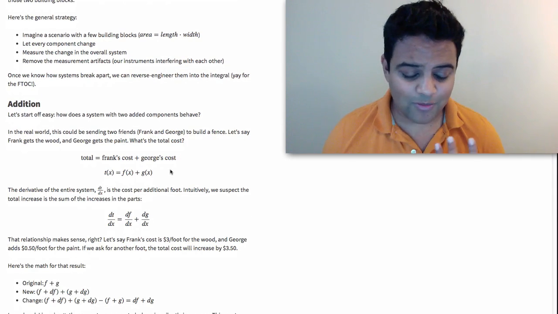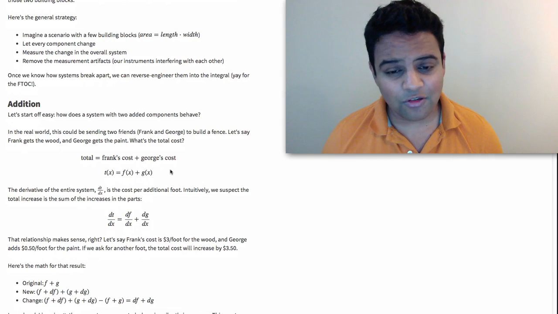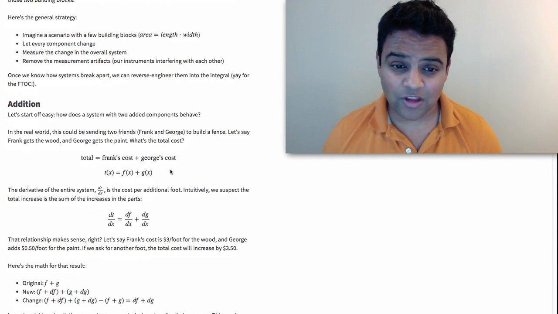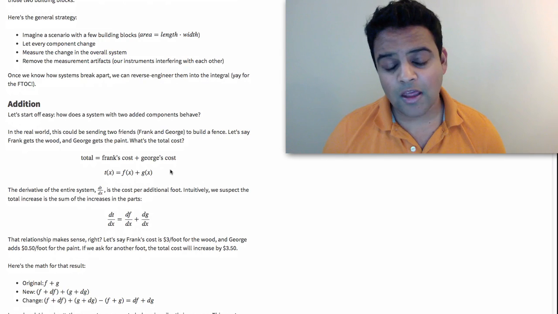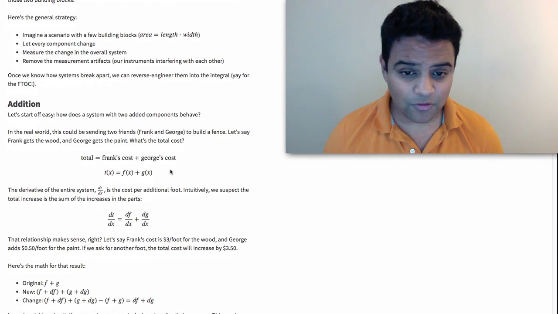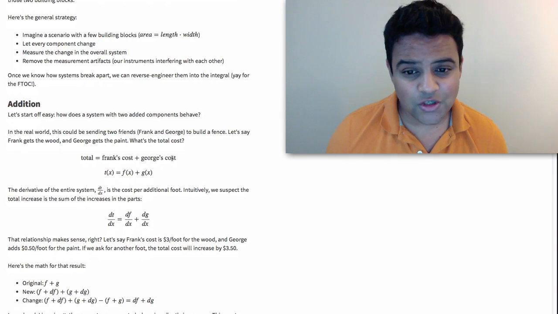Now, I like to imagine a scenario, let's say building a fence. You have two friends, Frank and George, and they're each contributing to the fence. Maybe Frank is getting the wood and George is getting the paint. And now the total cost of your fence will be the wood cost plus the paint cost. So in this case, the total is Frank's cost and George's cost.